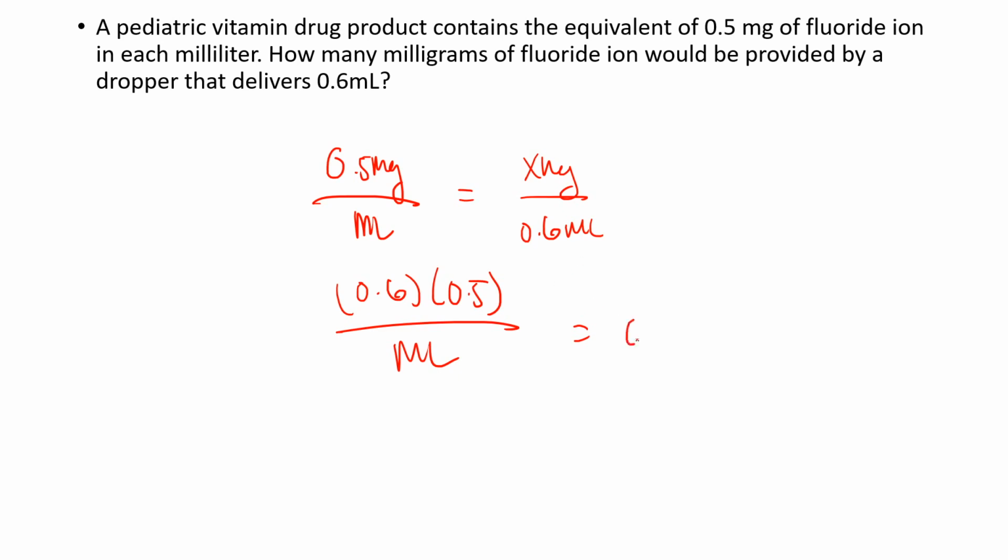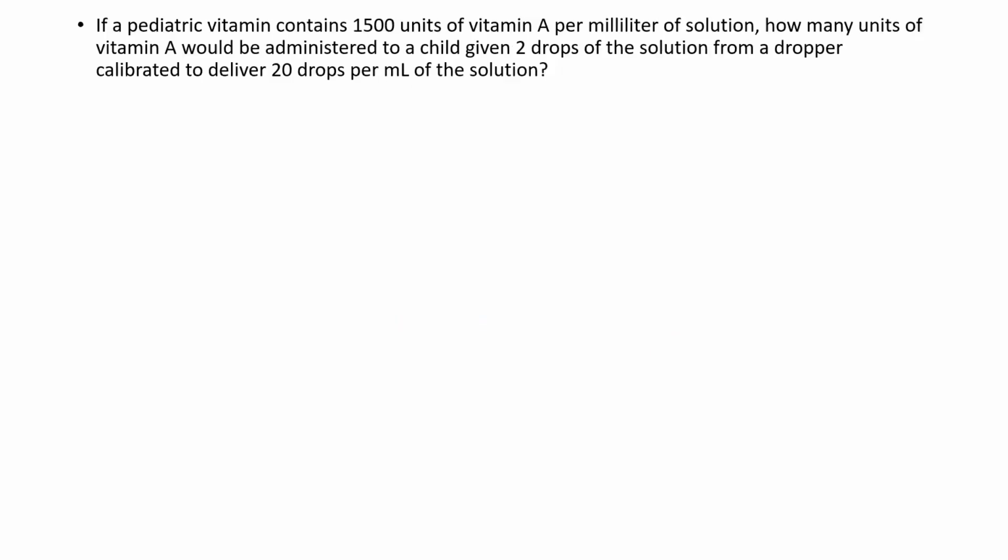So you get 0.3 milligrams in a 0.6 ml dropper. So if a pediatric vitamin contains 1,500 units of vitamin A per milliliter of solution, how many units of vitamin A would be administered to a child given 2 drops of the solution from a dropper calibrated to deliver 20 drops per ml of the solution?